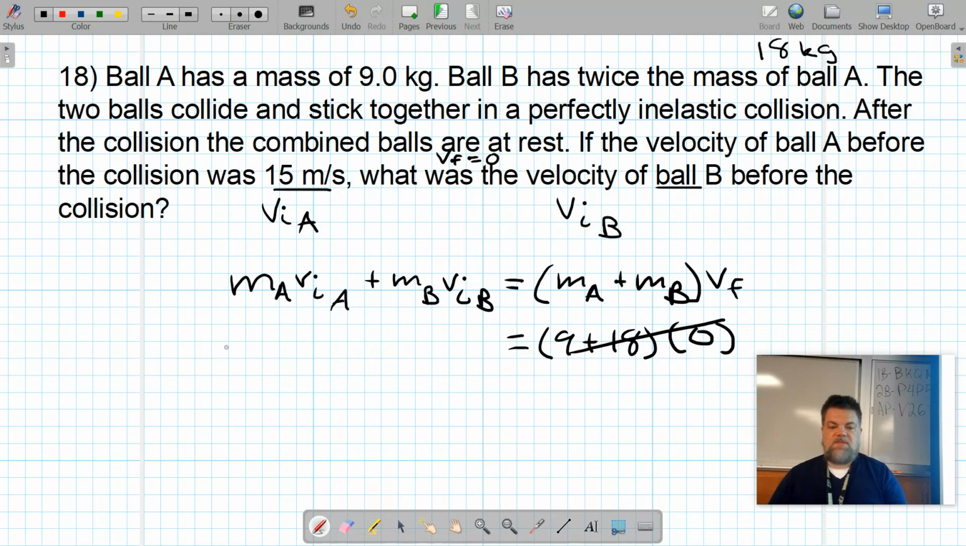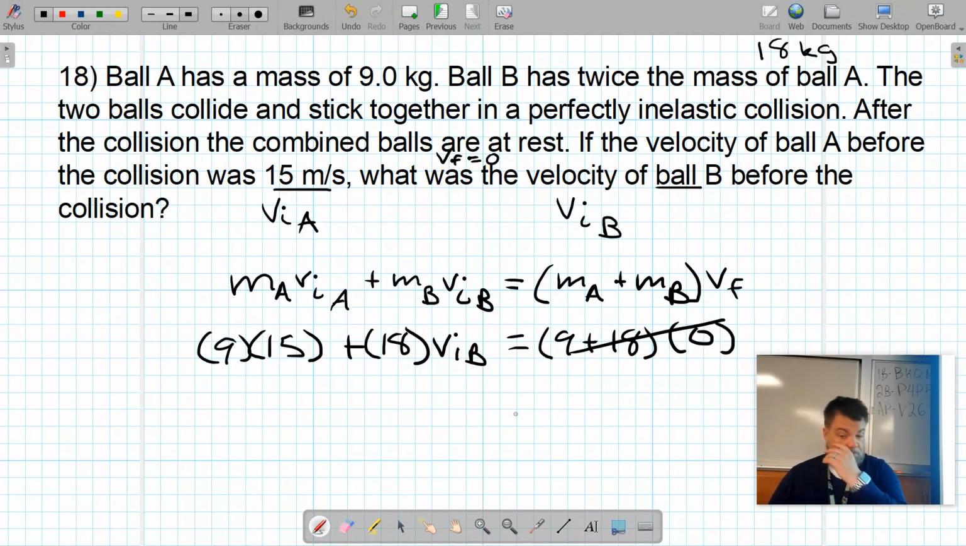Now over here on the left-hand side, I've got 9 times 15 plus 18 times this. That's what I got to solve for. Okay? So this equals 0. 9 times 15 is 45 plus 90. Is that 135? Somebody double check that.